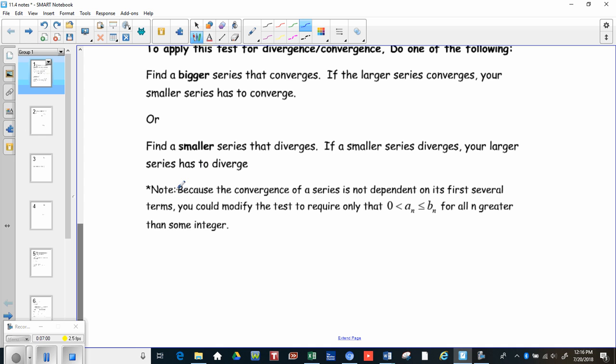All right, and you can read this note here: the convergence of a series is not dependent upon the first several terms. You could have something where the terms kind of switch places, but like I said, if starting at like 4, this pattern holds, then you're going to be okay. It's really what happens towards the extremes.